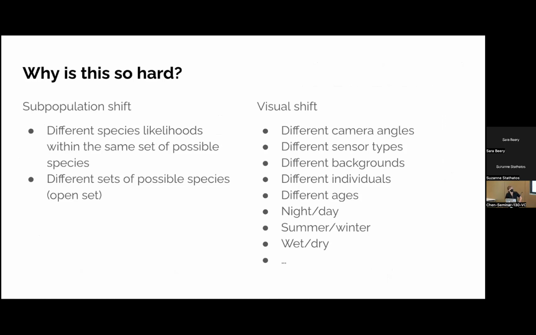And the other way that domain shift is hard is visual shift. This can be a lot of different things. It can be different camera angles, different types of sensors. So if you're doing remote sensing, going from Landsat to Sentinel, different backgrounds, different individual animals, different ages of animals. Some animals have a ton of variation, and some trees or plants have a ton of variation between their youth stages and their adult stages. What these things look like at night versus day, in the summer versus winter, wet versus dry. This is one that we ran into quite a bit, actually: we couldn't recognize the same individual snow leopards when they got wet.